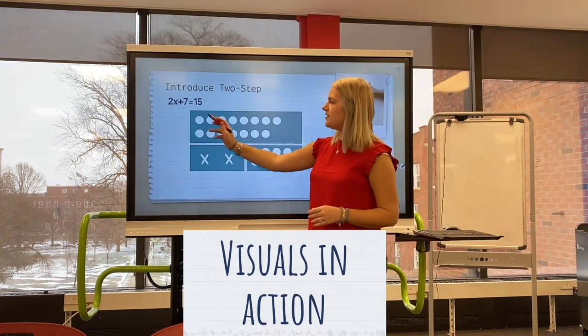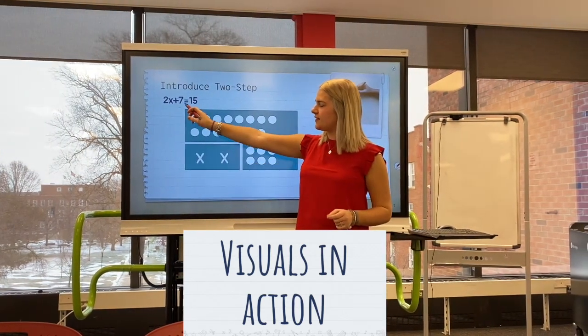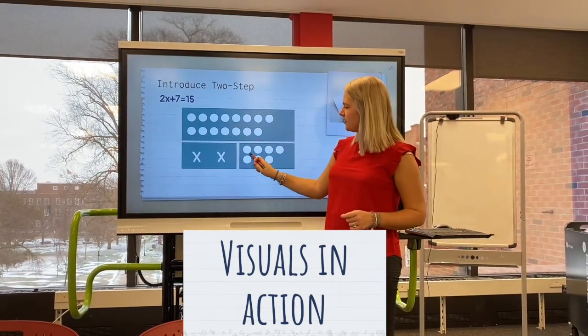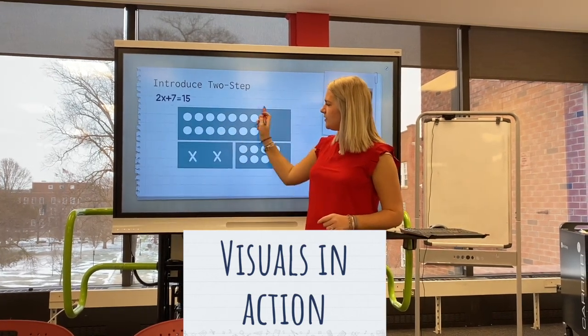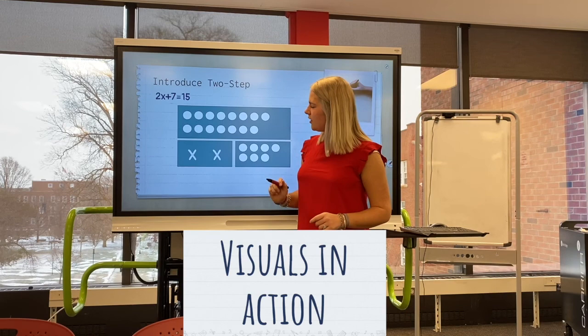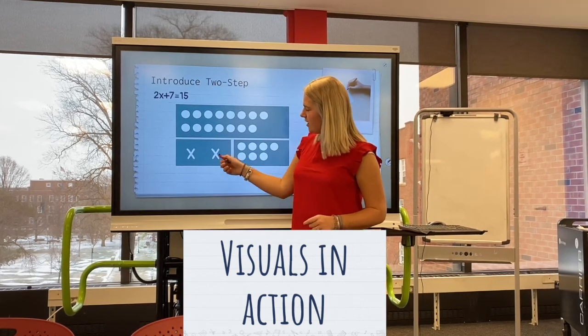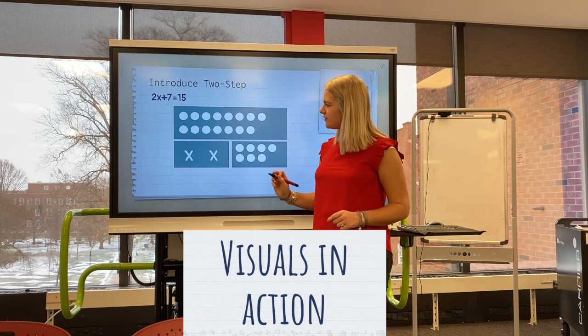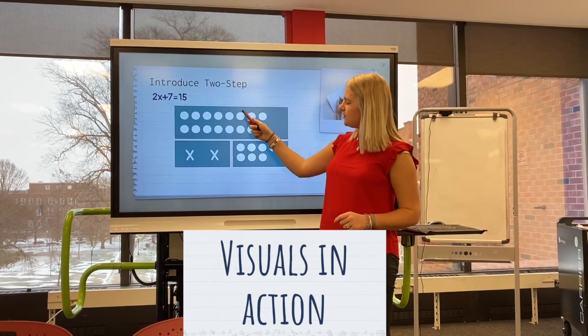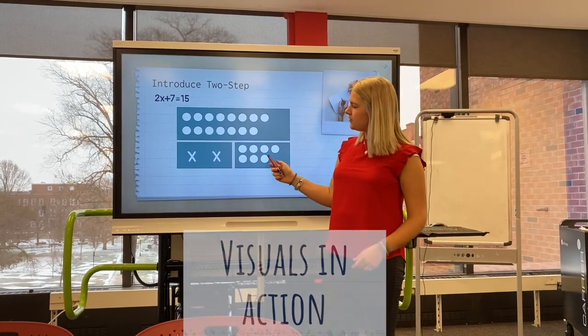We can write 7, because it's a constant, as these 7 dots, and we can write 15 as these 15 dots. Now, looking at this, the x's come from the 2x. There's an x and an x, which is 2x. And this is a visual way to look at like terms.